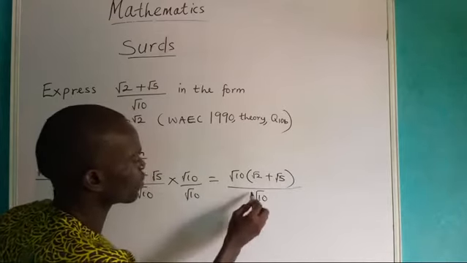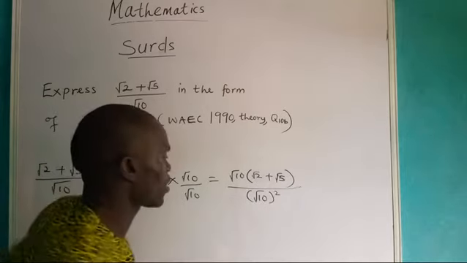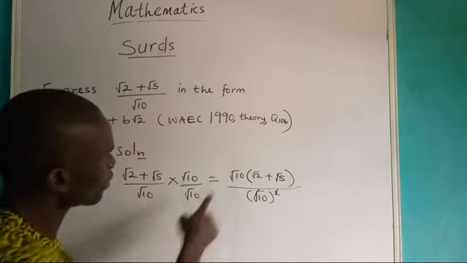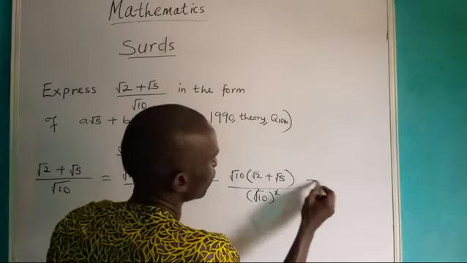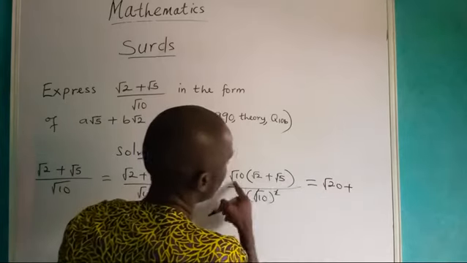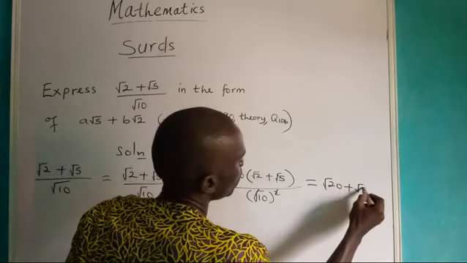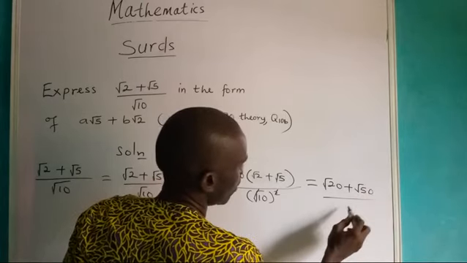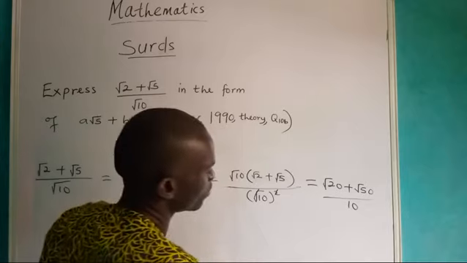The denominator will come together and form a square, so the root is removed and it becomes 10. Now I open the numerator: root 2 times root 10 becomes root 20, plus root 5 times root 10 becomes root 50, all over 10. This is what I have now.